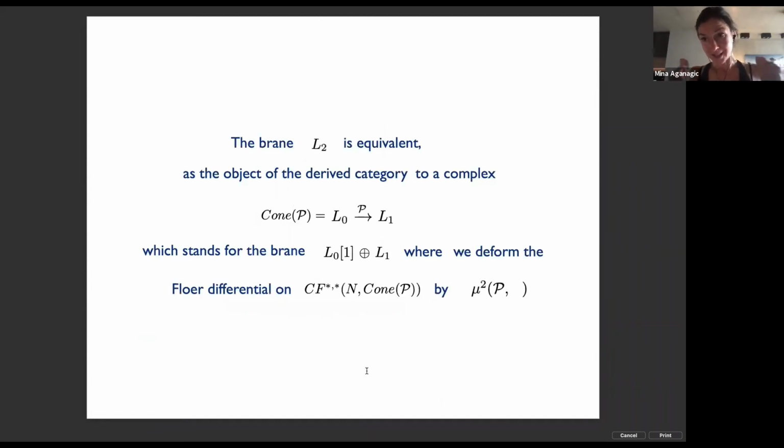The connected sum brane is equivalent, as an object of the derived category, to a complex, which stands for taking the direct sum of L1 with L0 in degree 1 and deforming the Floer differential on the direct sum by multiplication that comes from the second form, U2.